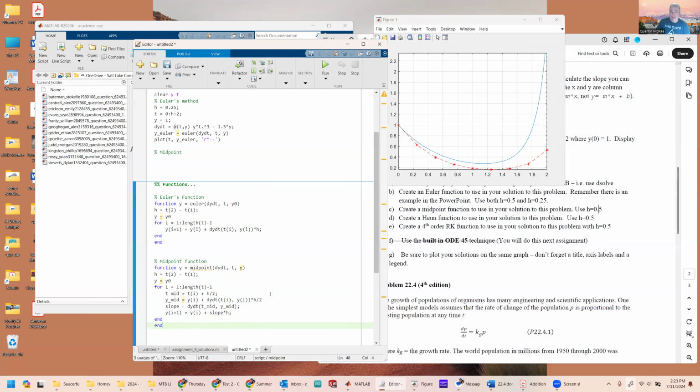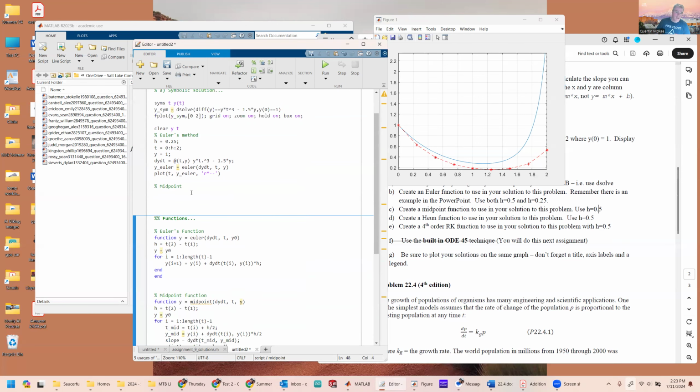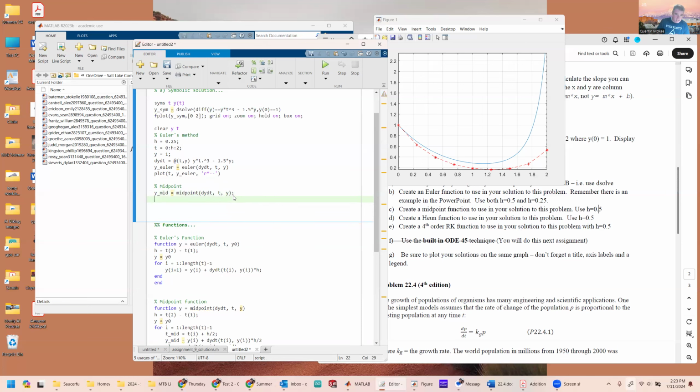I really like that it is, I'm trying to be very explicit here. So what I need to do here, I can say y mid is equal to midpoint. I just call it midpoint, right? Y dt, t, and y. So I'm going to do that. I think that should just work.